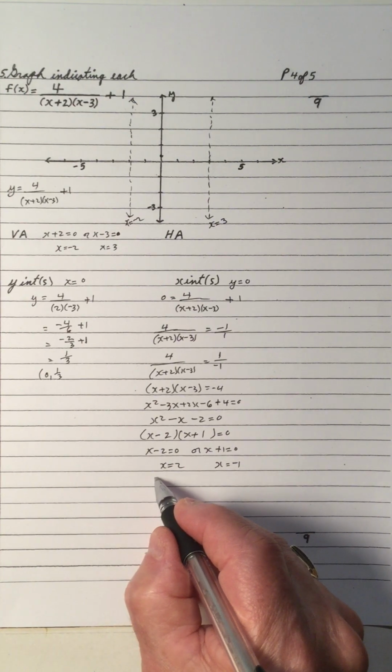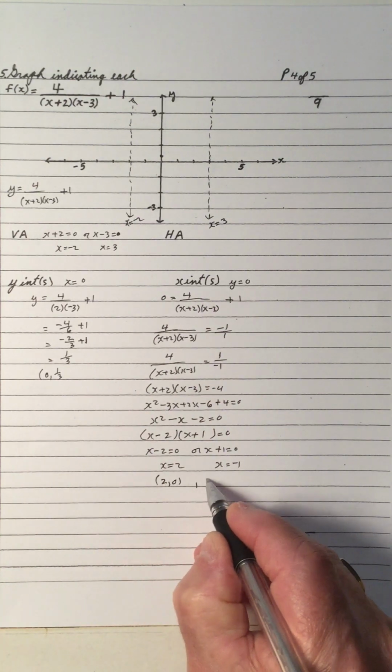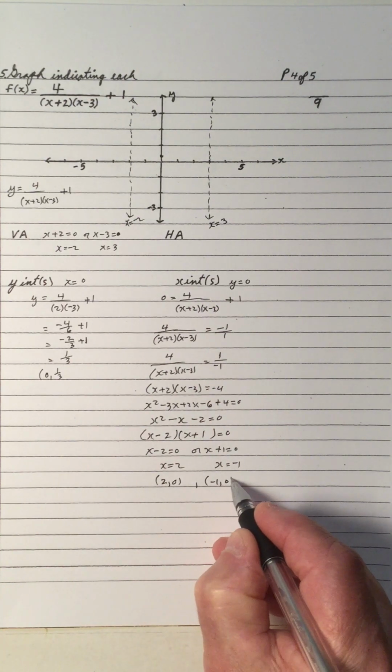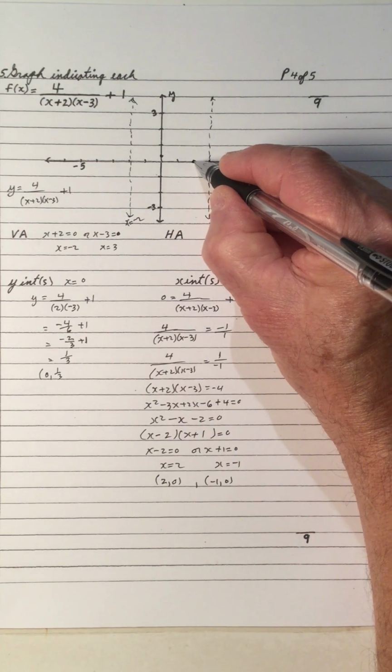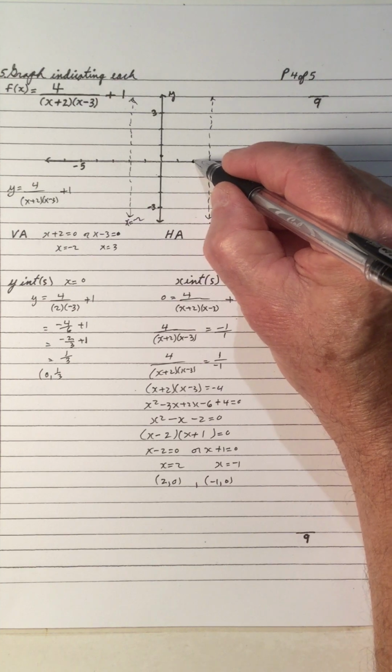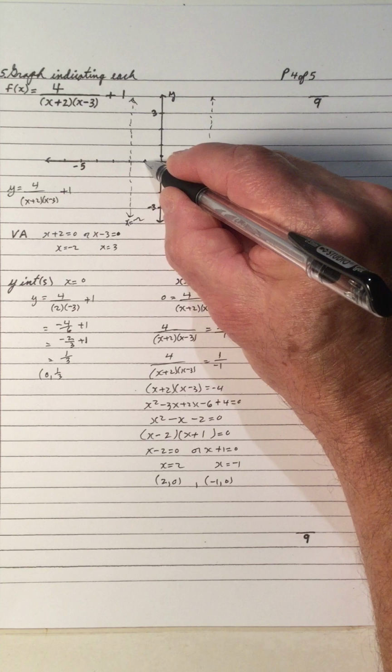So that's when y is 0. So x is 2 when y is 0, or x is negative 1 when y is 0. x is 2 when y is 0. So that's one x-intercept there. And the other one is x is negative 1, y is 0 right there.